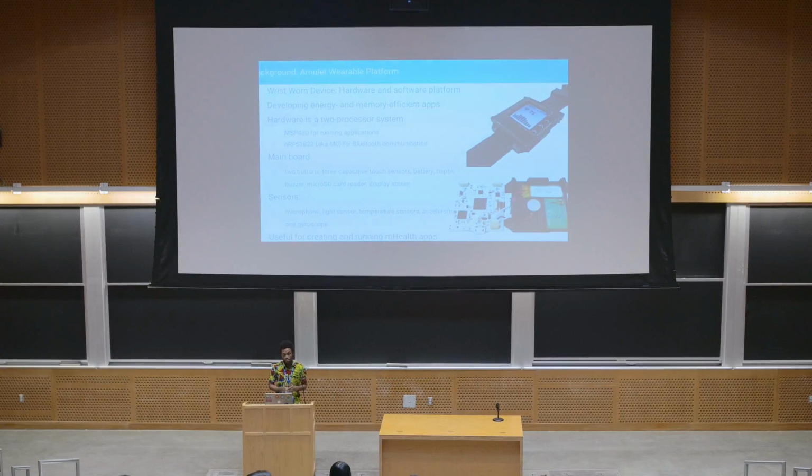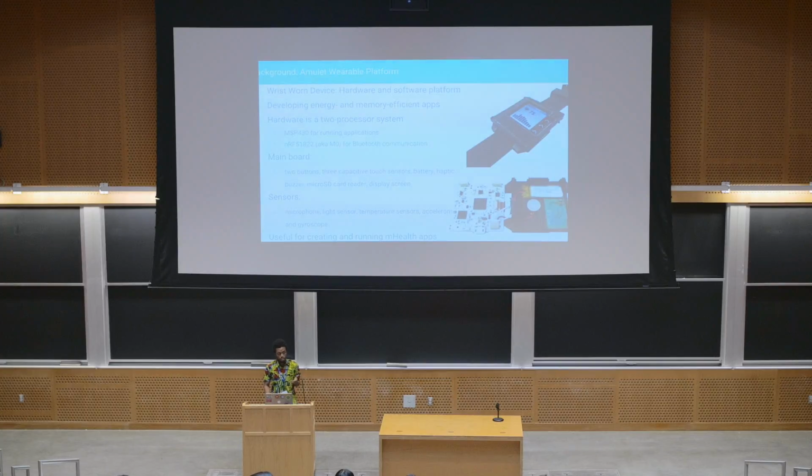To start off, the Amulet wearable platform is a wrist-worn device. It's a hardware and software platform for developing energy and memory-efficient applications. It has two processors. One is for running applications, and the other is for Bluetooth communication. The board has a bunch of peripherals and sensors like a buzzer and accelerometer, among others. It's useful for creating M-Health applications because M-Health applications need to run for a long period of time as they collect physiological data, so maybe for hours and days before needing to be recharged.